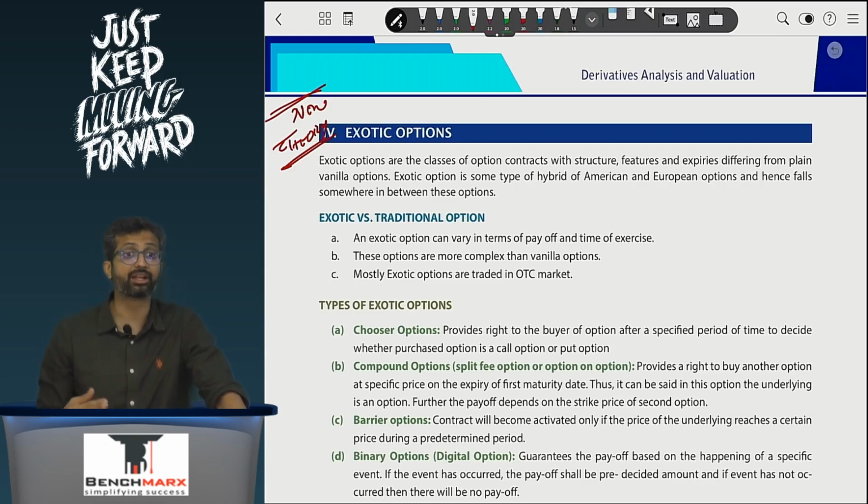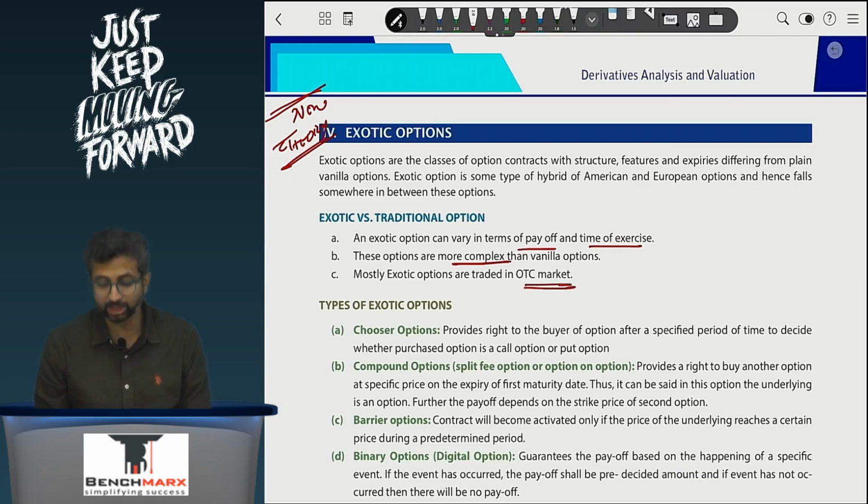However, there are exotic options. What do you mean by exotic option? Just as vanilla is a simple flavor, but when we go, we eat very different type of ice cream. So we might want some exotic flavors. So that has some special features. In a similar way, an exotic option can vary because of the payoff, time of exercise can be different. Options are more complex and they are generally in the OTC, over the counter. It is not really an exchange traded product.